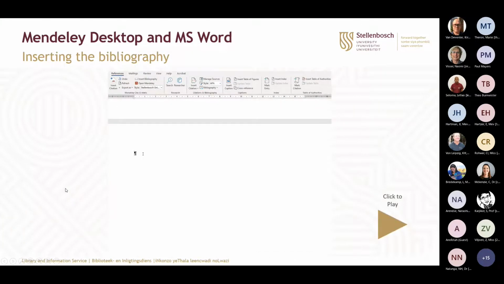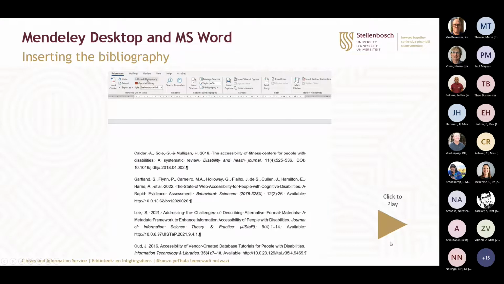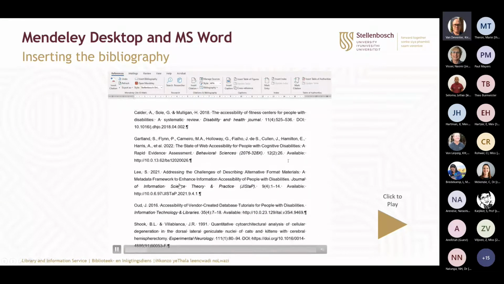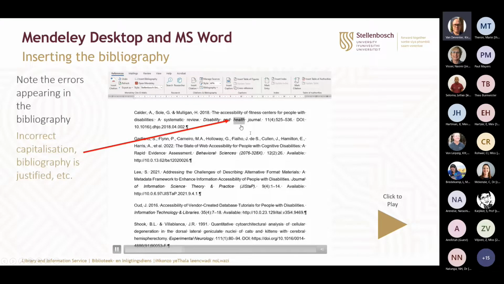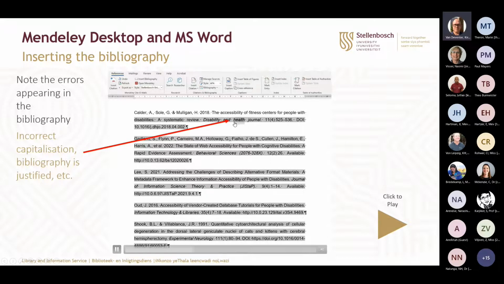Okay. Now with the bibliography, let's follow the steps here. So now we've got the bibliography inserted. It's basically you just click on insert bibliography and it will give you the full list of references. But there will be issues. So you'll notice here there's some errors like that H must be uppercase. Very importantly, with the titles of journals, they must be title case. Article titles must be sentence case, and book titles.